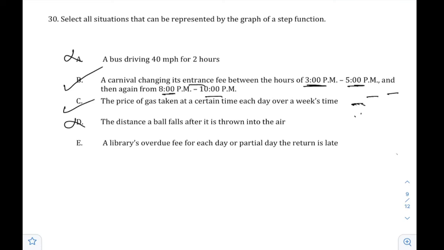And the last one, a library overdue fee for each day or a partial day. So here we have a library overdue fee for each day or partial day. So we have fees that are calculated per interval. So yes, this is a step function.